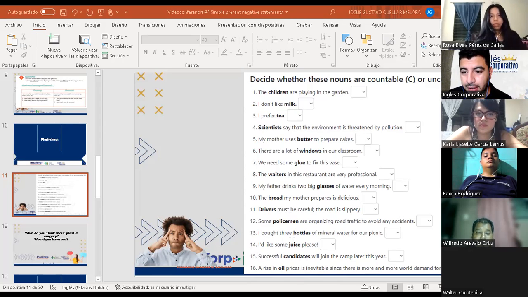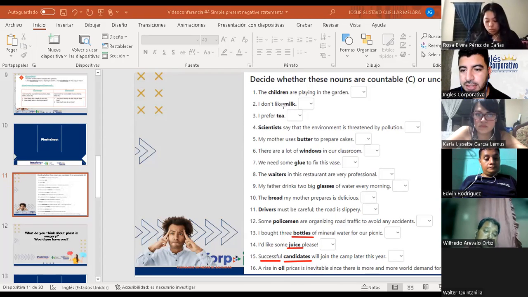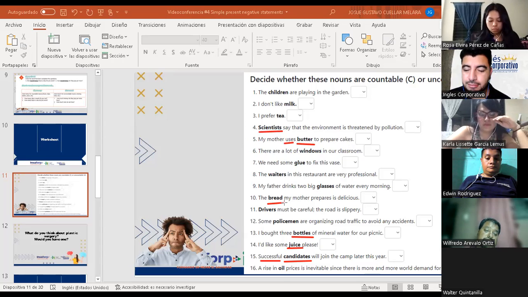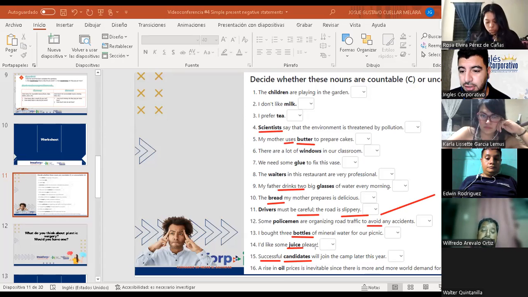¿Verdad? Aquí lo dijo muy bien Elisa. Pero, Edwin, tienes activado el micrófono. Please, ayúdame. Ok, juice, recuerden, juice, candidate, successful, tenemos acá, butter, uses, scientist, bread, como el grupo bread, bastante bueno, drinks, careful, slippery, avoid significa evitar, avoid, es un verbo importante. Okay, so, okay, let's continue.